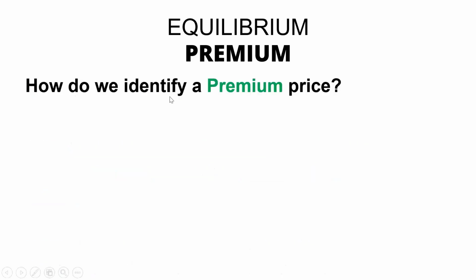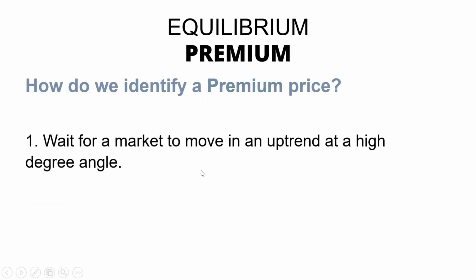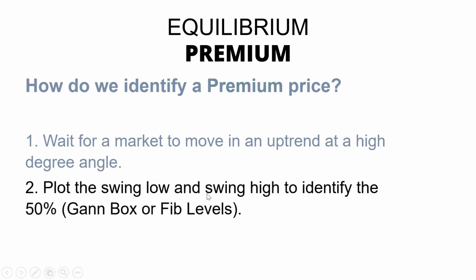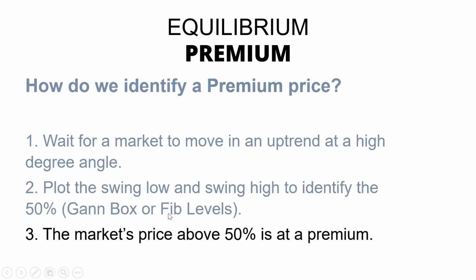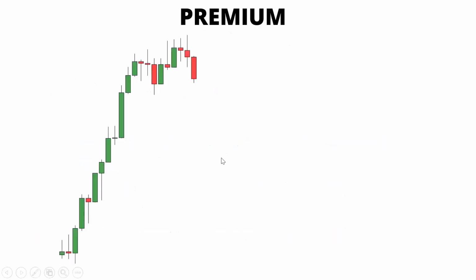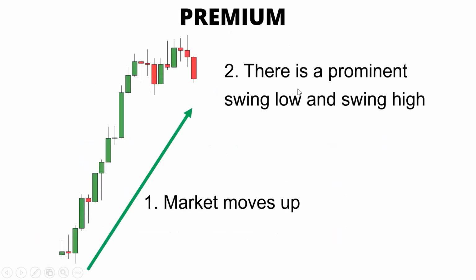How do we identify a premium price? Wait for a market to move in an uptrend at a high degree angle. Plot the swing low and swing high to identify the 50% Gann box or fib levels. The market's price above 50% is at a premium. Very normal, the market moves up. Step 2, there is a prominent swing low and a prominent swing high.